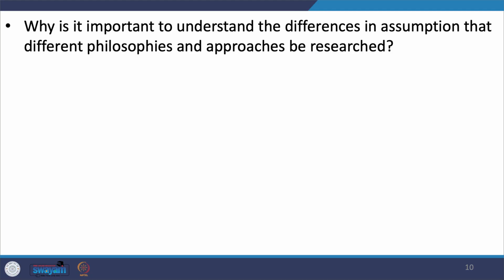So, why is it important to understand the differences in assumptions that different philosophies and approaches to research have? Fundamentally, the assumptions underpinning the research tools a researcher selects provide an overall base for the assumptions the rest of the research will have. It can even change the role of the researcher. For example, is the researcher an objective observer, such as in positivist quantitative work?